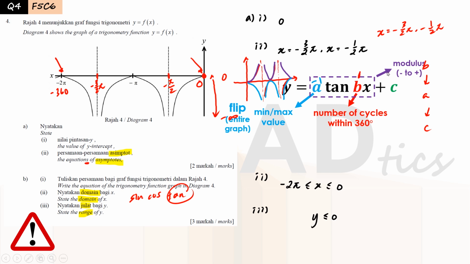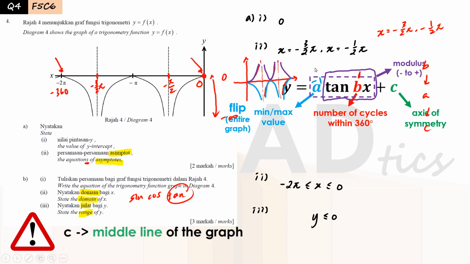So we are going to use the modulus first, then only the value of a. This means the value of a cannot be included in the modulus. The modulus must only include tan bx, not the a, because again, we are using modulus first, then only the value of a to change the graph. And C is actually the axis of symmetry, which is the original graph's middle line. The middle line of the original graph. So for example here, the middle line is the x-axis.